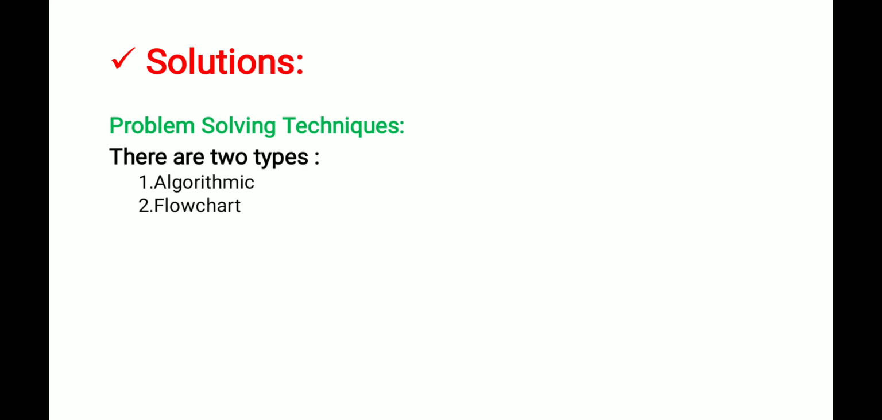Now we understand what exactly a problem is, the issues, and the steps. Now we will go for the problem solving techniques, that is, the means to a solution. There are different problem solving techniques we use. The first one is algorithm and the second one is flowchart. Algorithm and flowchart, these are the two problem solving techniques.